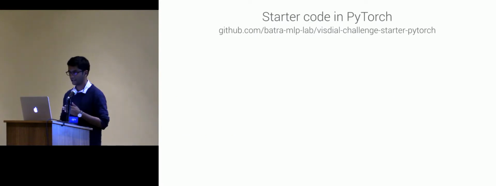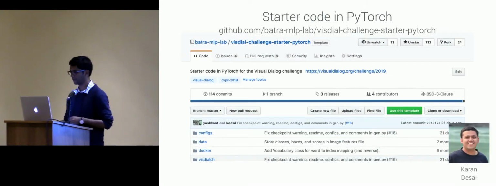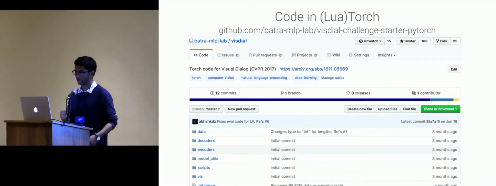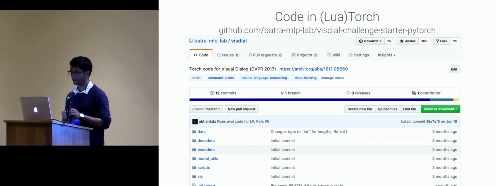We've also released starter code in PyTorch, which was primarily an effort led by Karan, and we have heard back from a lot of teams that this has been extremely useful for them. There's also a Lua Torch implementation that was initially released along with the paper, but it is gradually going out of fashion as people move to PyTorch.